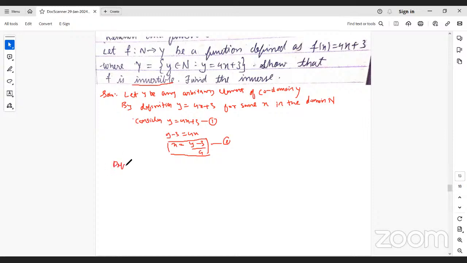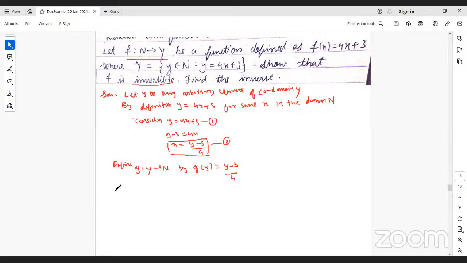Whenever we are defining the inverse, we are taking the reverse of this function. Here in the question the function is from N to Y. We need to define another function g from Y to N. So define g from Y to N by g of y. We replace this as (y minus 3) upon 4, so whatever equation 2 we have got will be equal to g of y. So g of y is equal to (y minus 3) upon 4.